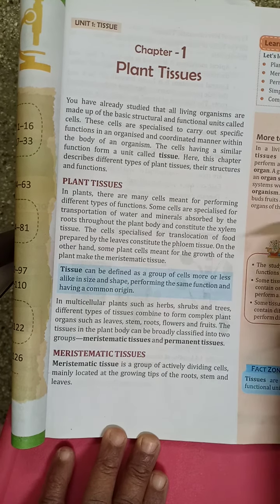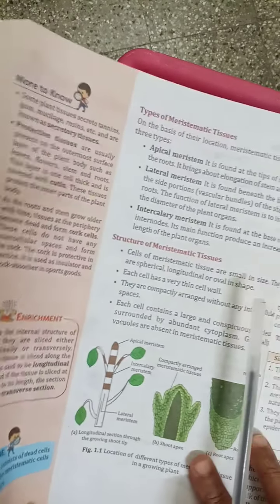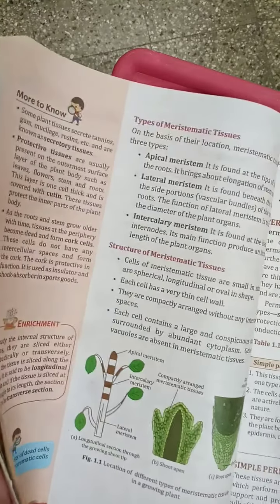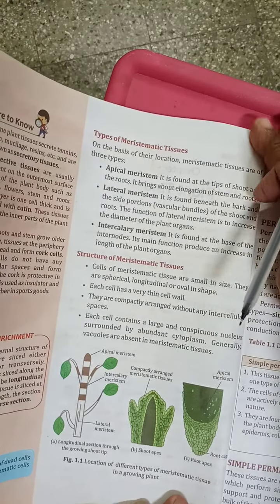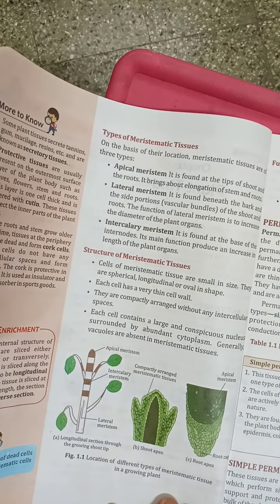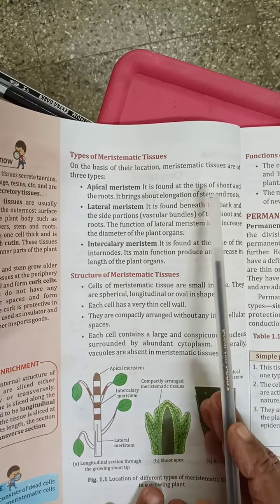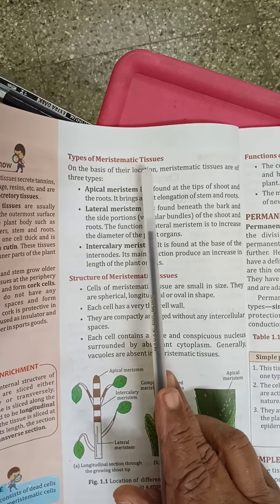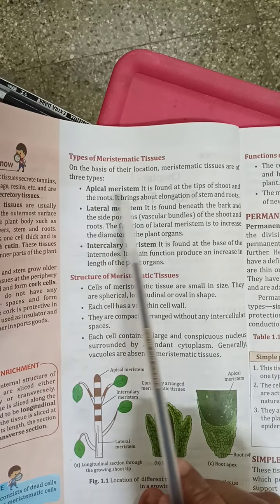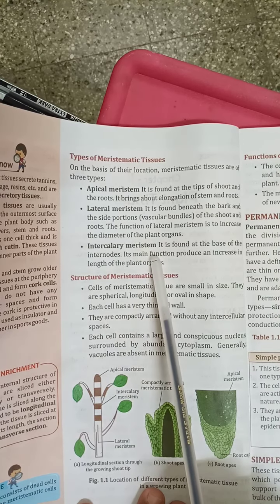Right? So that was about the definition of meristematic tissues. Let's now talk about the types of meristematic tissues. Some of you, I heard, have not purchased the textbook. I request you kindly go for your textbooks as early as possible. Is that clear? We have three types of meristematic tissues: apical meristem, lateral meristem, and intercalary meristem.